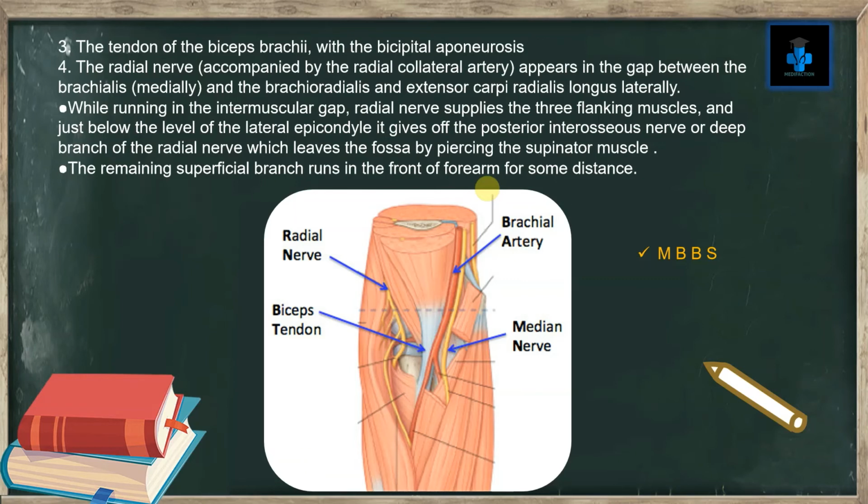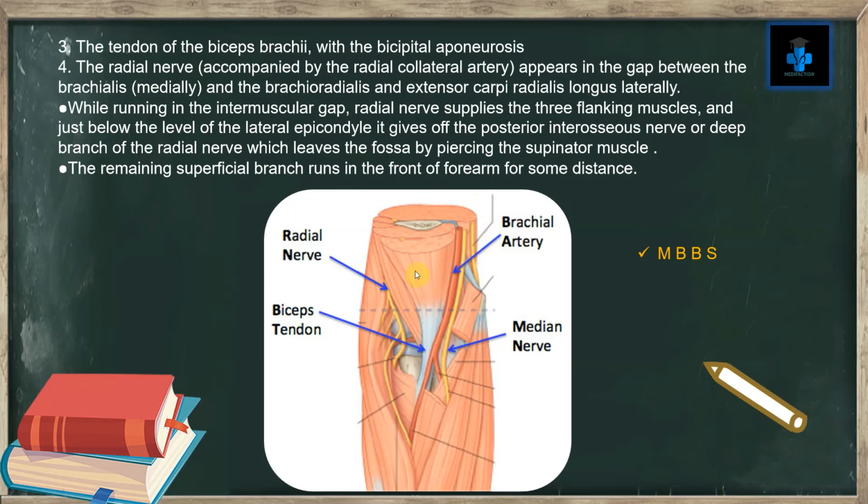While running in the intermuscular gap, radial nerve supplies the three flanking muscles, and just below the level of the lateral epicondyle, it gives off the posterior interosseous nerve or deep branch of the radial nerve, which leaves the fossa by piercing the supinator muscle. The remaining superficial branch runs in front of the forearm for some distance.